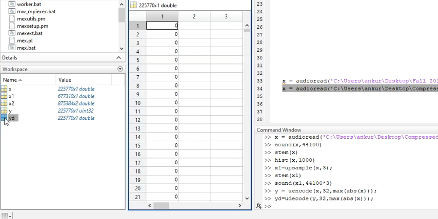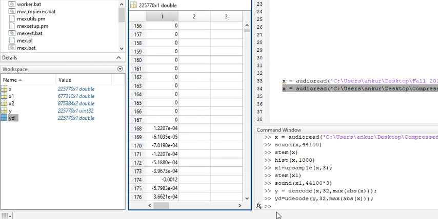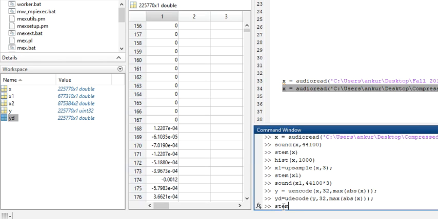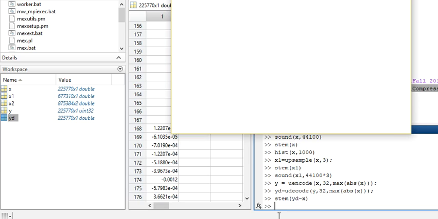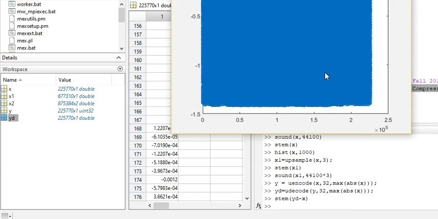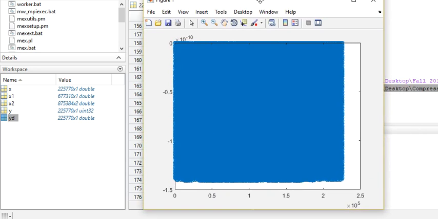yd, actually yeah, it appears to be the same, but actually I can just stem the error. So error being yd minus x. So it's very less. It's like 10 raised to minus 10. So it's insignificant.